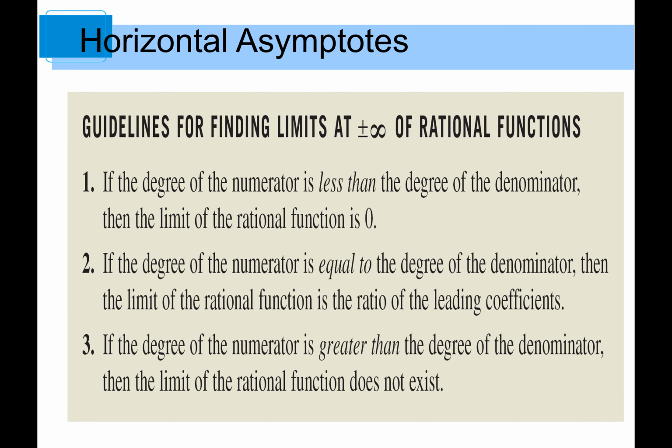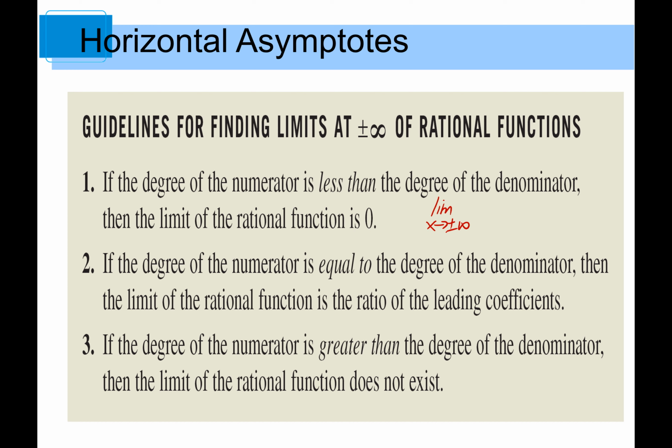So the guideline for finding limits at positive and negative infinity of rational functions: if the degree of the numerator is less than the degree of the denominator, then the limit of the rational function is 0. It's very straightforward to demonstrate this. It could be plus or minus infinity.